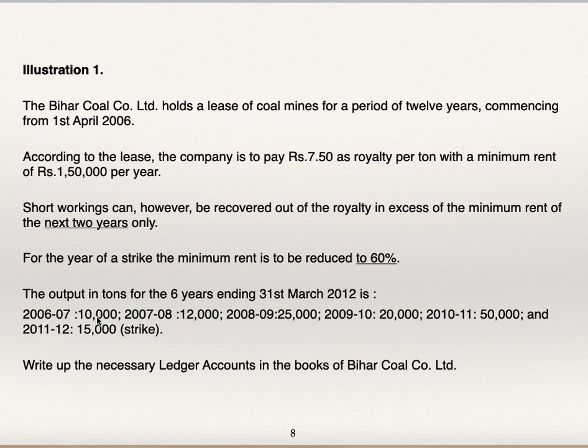The years are 2006-7, 7-8, 8-9, 9-10, 10-11 and 11-12. And the outputs are 10,000, 12,000, 25,000, 20,000, 50,000 and 15,000 respectively for those years. And 11-12 is the year of strike which is given in bracket. So in this particular year, minimum rent would be 60% of 1,50,000, and for all the other years, minimum rent would be 1,50,000.